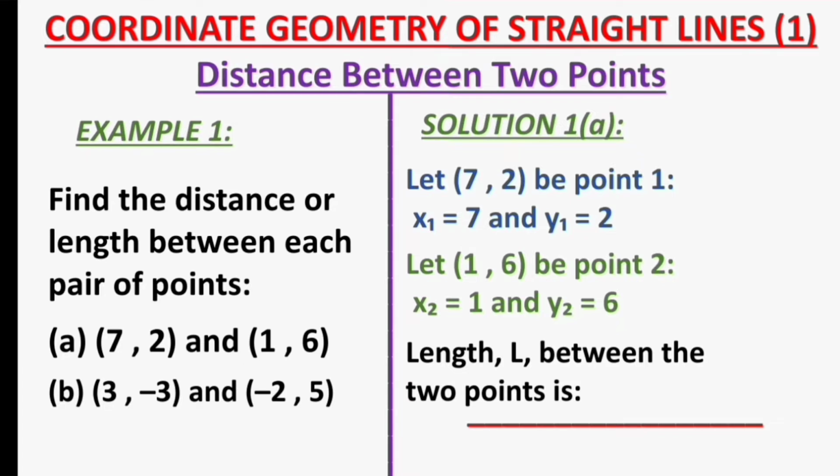Next, can you remember the formula for the length L between 2 points x1, y1 and x2, y2? Let's see if you can. The formula for the length L between 2 points is L is equal to the square root of x2 minus x1 all squared plus y2 minus y1 all squared. I hope you got that right. Next, when you substitute the values x1, y1 and x2, y2 into your formula, what will be the distance or length between the 2 points? Let's see if you are right.